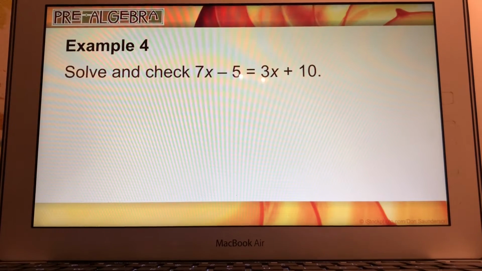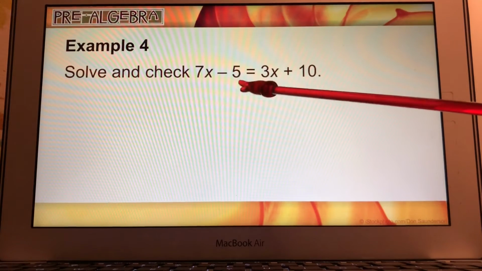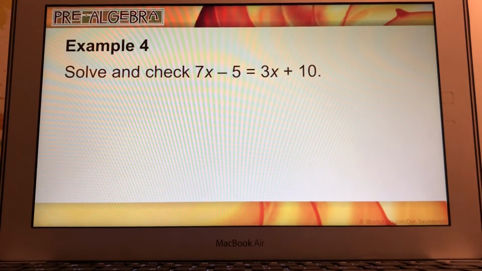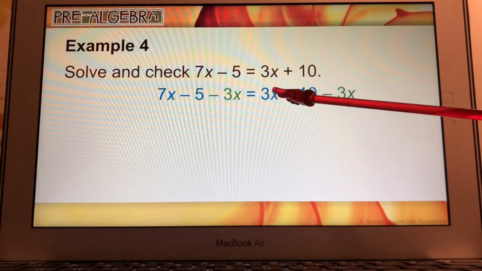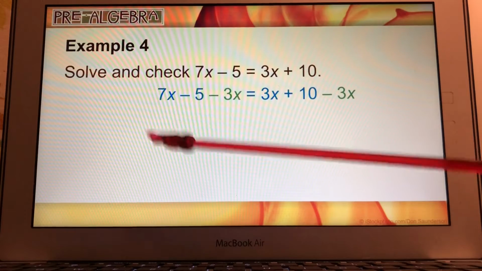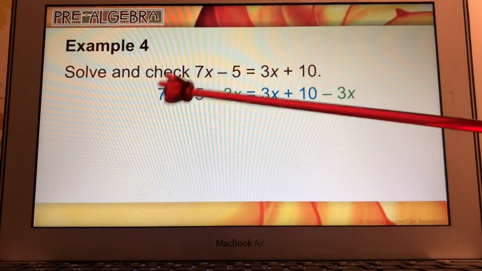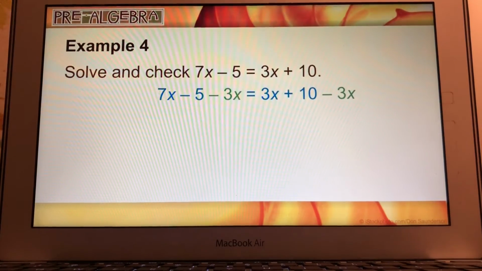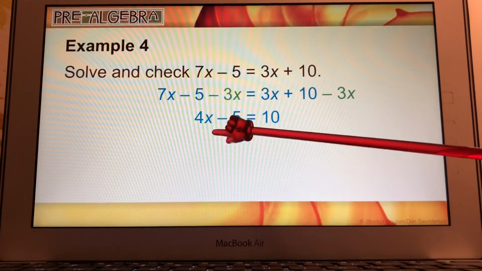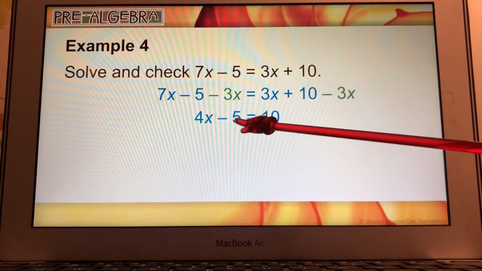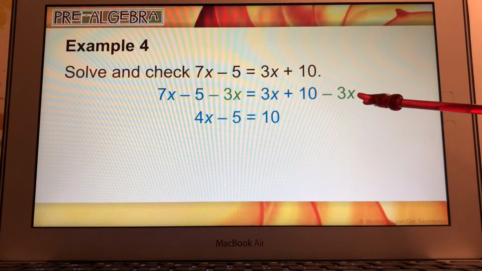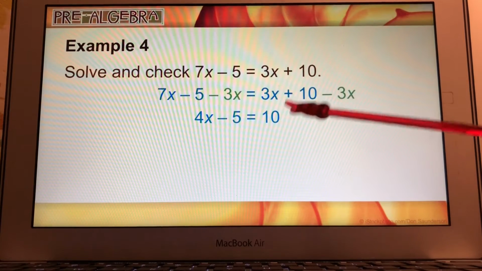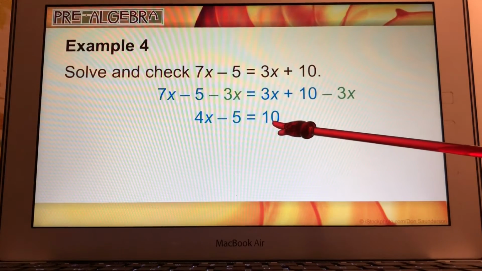Okay, now let's take another example here. We've got 7x minus 5 equals 3x plus 10. I'm going to bring the 3x over to this side of the equation, and let's see what we get. Our 7x minus 3x, that's how we get 4x. And I'm going to keep my minus 5 first. Here, 3x minus 3x, what happens with that? That cancels out and becomes a 0, right? So then all I'm left with now is 10.